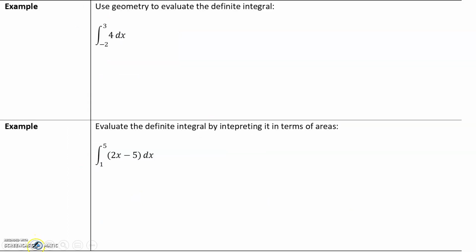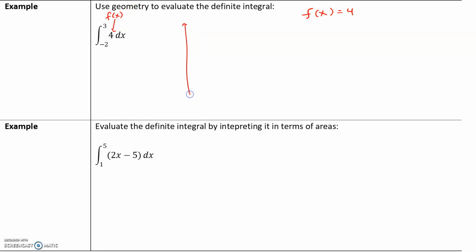Okay, next example. We want to find geometry to evaluate the definite integral. So first of all, this function here is going to be f of x. So our function is going to be f of x equals 4. And when it says to use geometry, it means we want to draw this and see what it looks like.